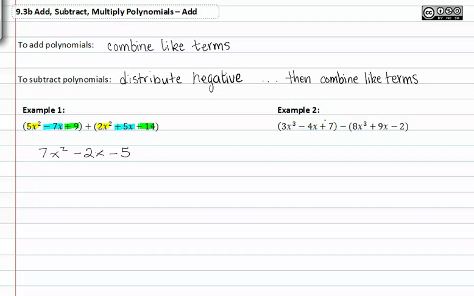5. In example 2, we have a negative sign between the trinomials. Remember that if you're subtracting a polynomial from another polynomial, you have to distribute the negative first, which is what we're going to do now. Once that negative has been distributed to all the different terms, we can now combine like terms.